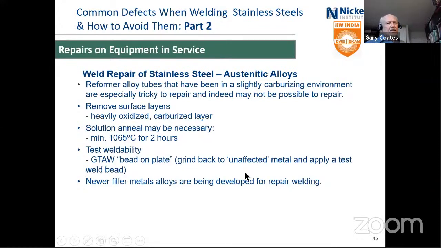So let's look at reformer tube alloys. They're working at a high temperature in a petrochemical plant. If they've slightly carburized on the surface, where carbon enters the stainless surface from the outside, they are especially tricky to repair and indeed may not be possible to repair. So you have a carburized layer on the surface, it's heavily oxidized. You really need to remove that carburized and oxidized layer down to solid base metal, the original base metal.